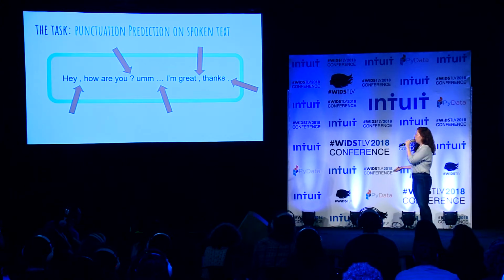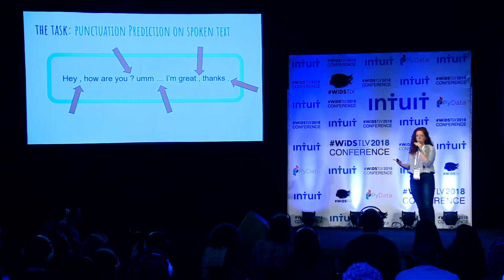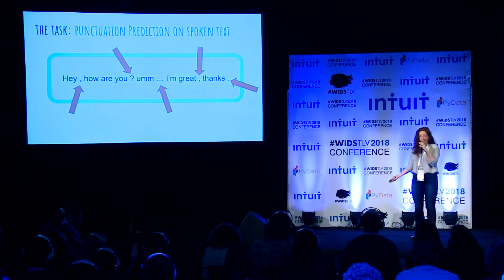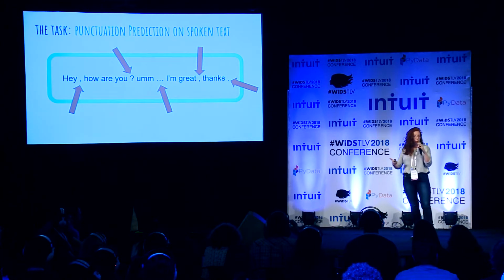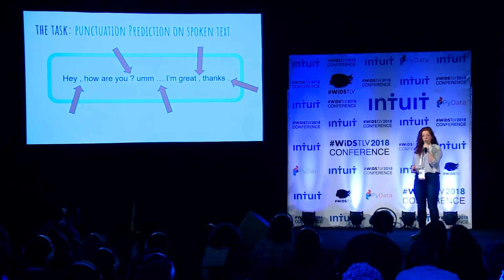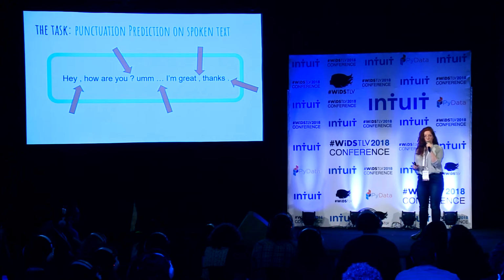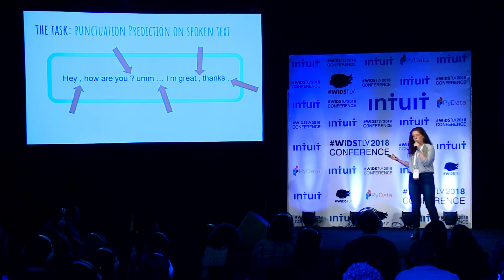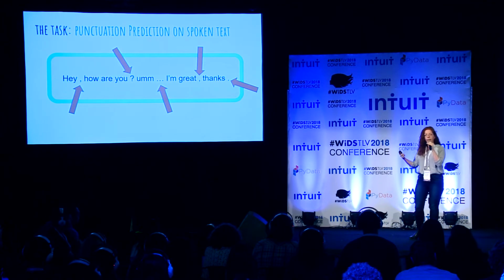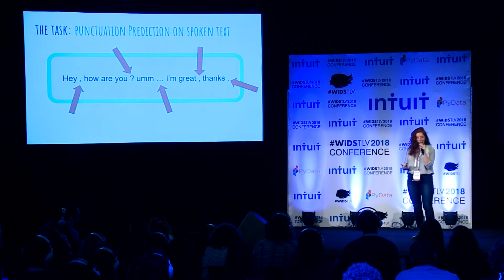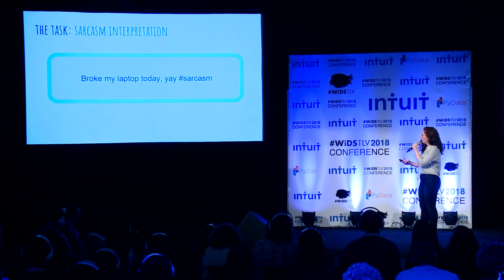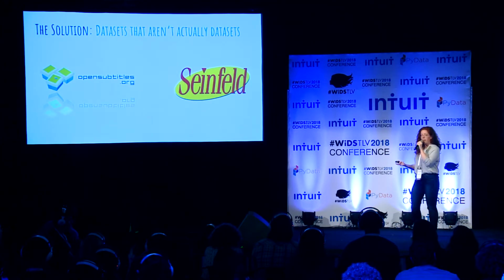Now, to build such an algorithm, what I had to do was show my machine learning system a lot of punctuated text so it can learn the patterns, right? Where and when to put a comma, question mark, etc. But the problem is that there's not a lot of spoken text corpuses online. So I could train this on Wikipedia. I did train this on Wikipedia, but every time there was mumbling or any human speaking nuances, this would fail. So what I did was turn to datasets that aren't actually datasets, more specifically, Seinfeld scripts.